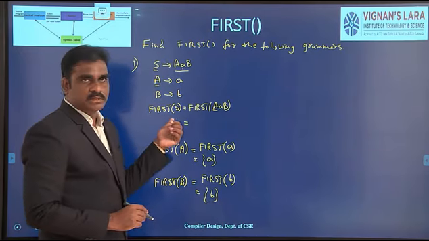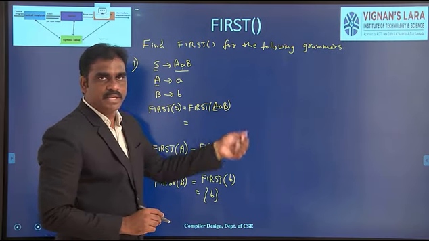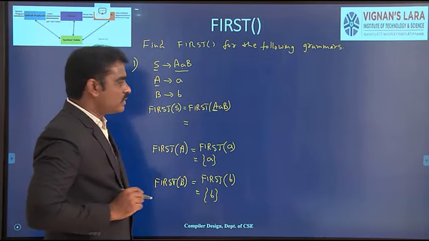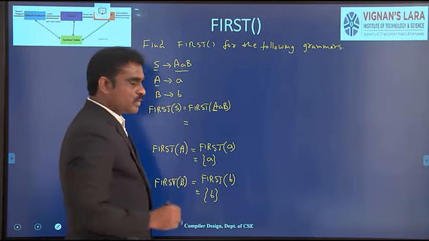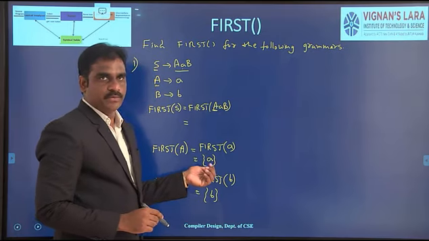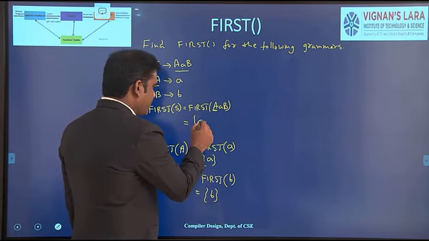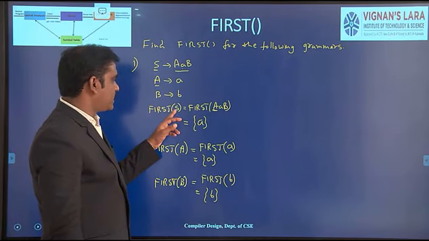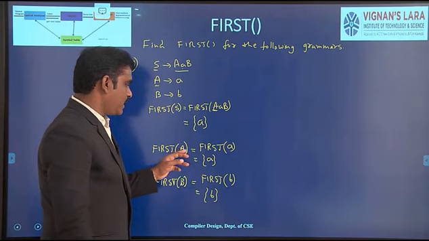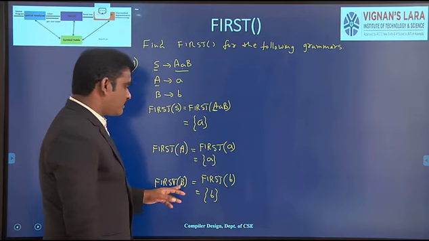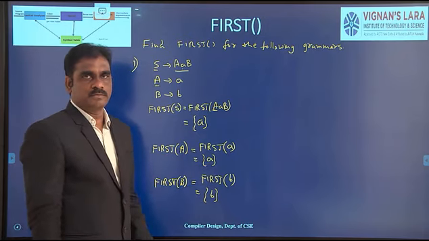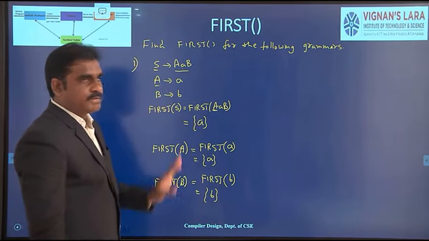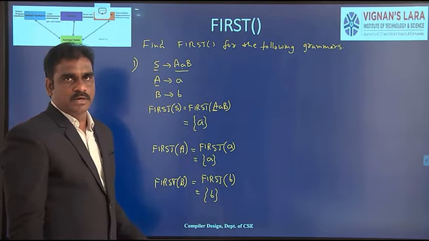Now you have to compute this one. So first of S equal to first of AAB. So here we are concentrating on only the first symbol, that is A. So find first of A. What is the first of A result? a only. So the answer is a only. So the final result is first of S equal to a, first of A equal to a, and first of B equal to b. Okay. So in this way you have to compute the first function for each and every non-terminal symbol.